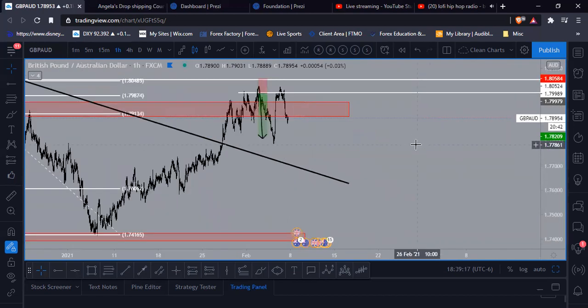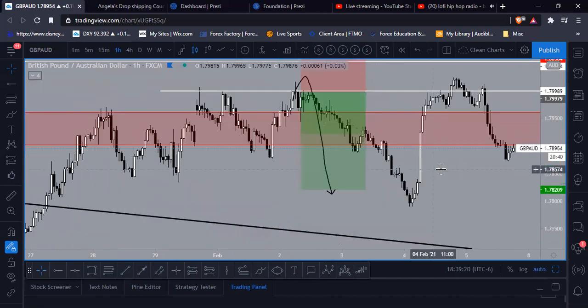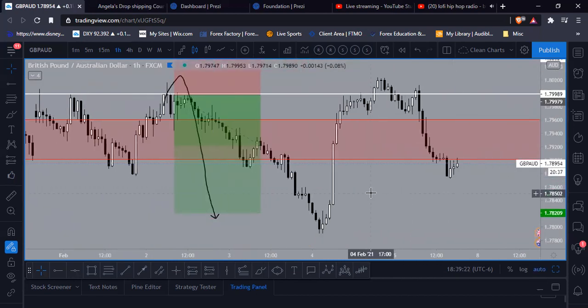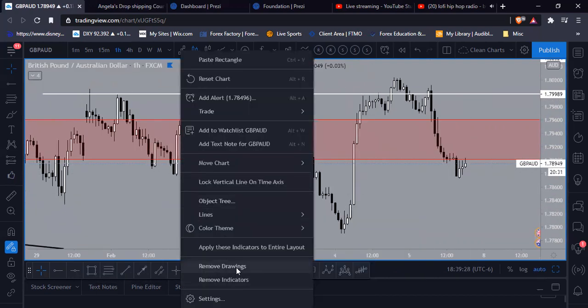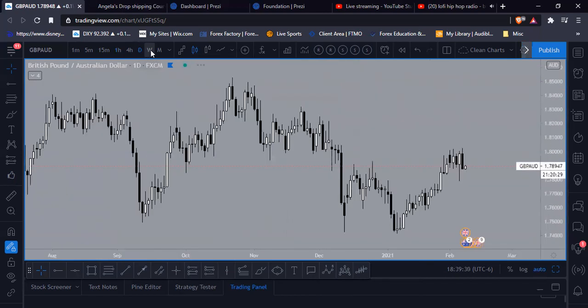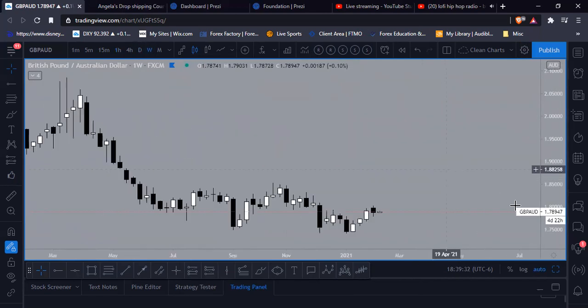GBPAUD, what can be, dang. Yeah, this definitely looks bullish to me, man. But anyways, let me remove drawings. Let me remove everything. And let's just take this from the top, right?